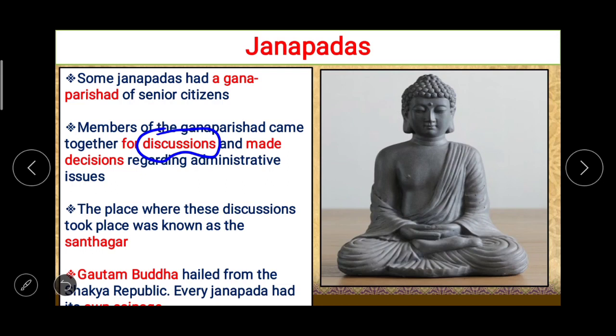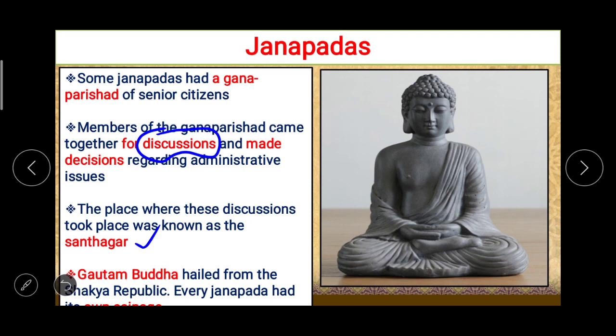वहाँ के जो सीनियर सिटीजन्स थे वो इकट्ठा होते थे, एक साथ बैठते थे और डिस्कस करते थे, और डिस्कस करके डिसीजंस लेते थे. The place where the discussions took place was known as the संतगढ़. So in the Ganaparishad, the senior citizens or the people who took decisions played an important role in maintaining the republic system of that particular Janapada.